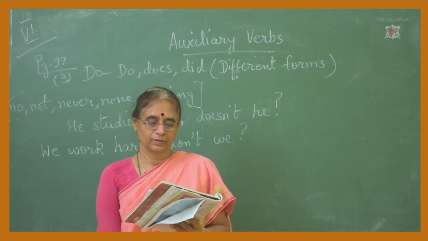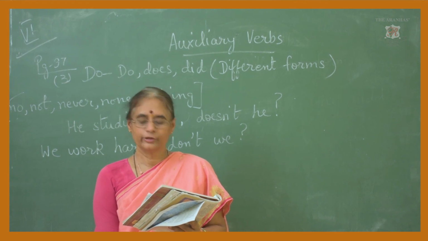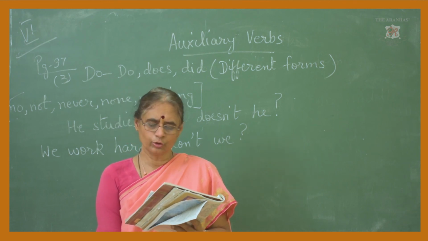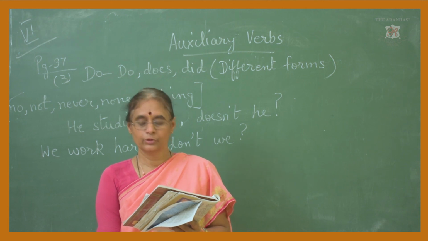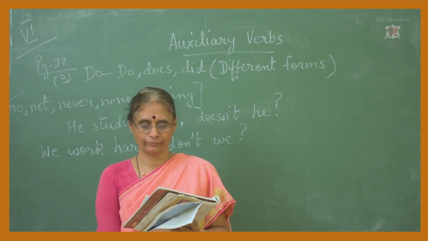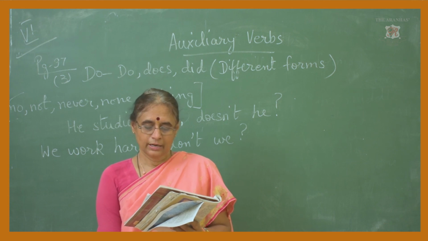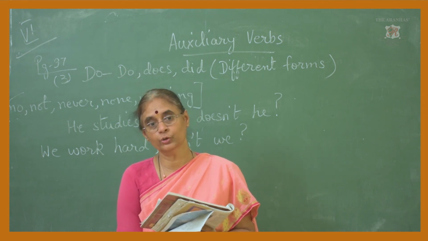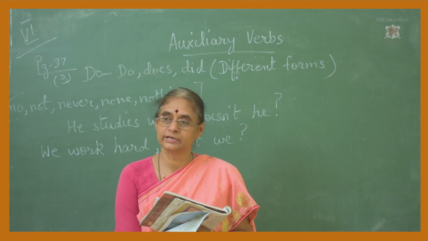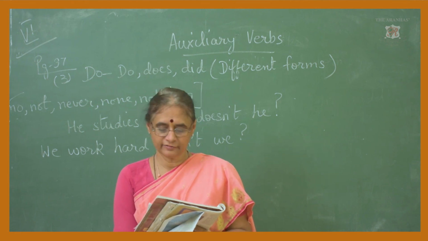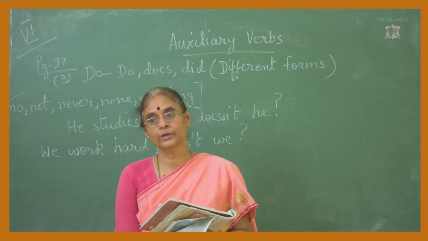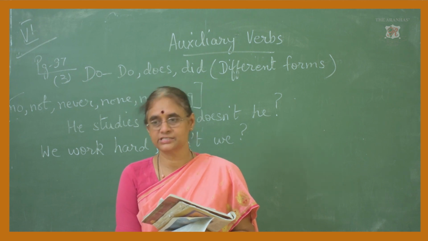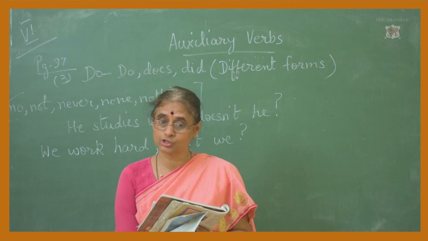Next sentence. Here you will have to identify what type it is, whether it is a negative or interrogative sentence. Do you know him? Question mark. Do you know him? Next sentence. Does he have to go? Question mark. So these are the two sentences which are given to you. You will have to identify whether it is a negative sentence or an interrogative sentence.